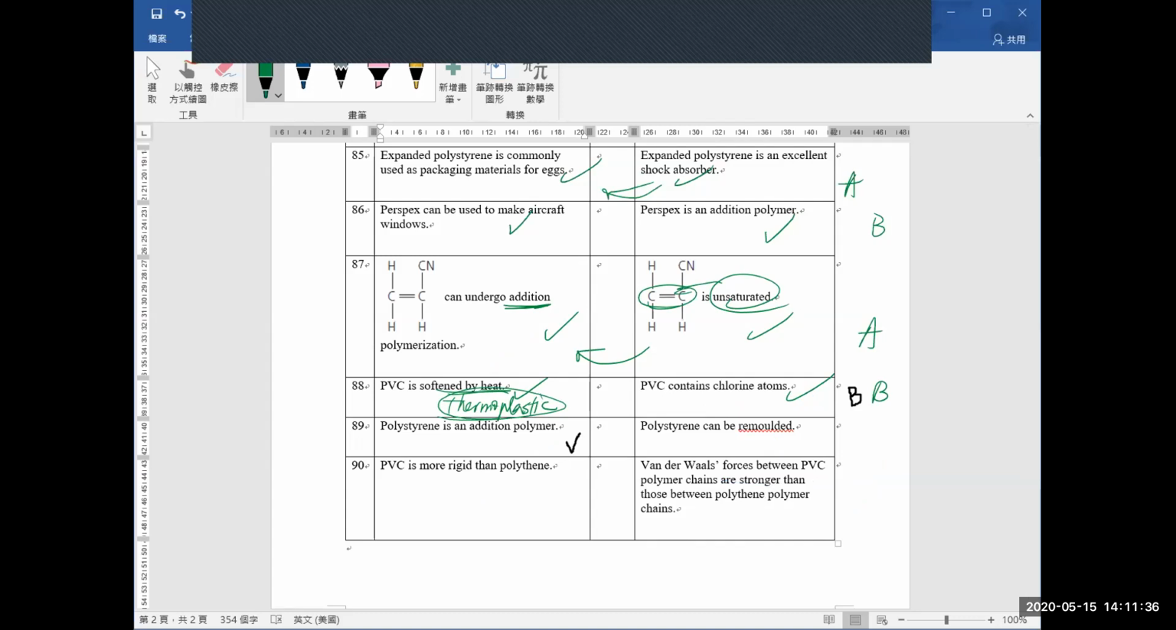Polystyrene is an addition polymer. Polystyrene can be remolded. Yes, again, a similar argument, right? Both are correct, but they cannot explain. Remolded means they are thermoplastic, so these two statements have no relationship.